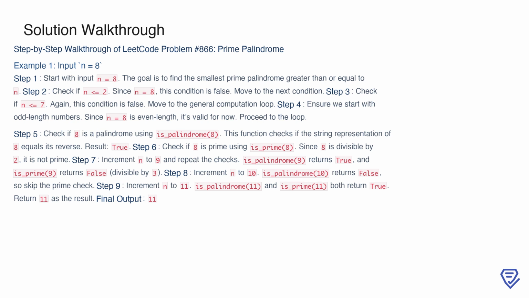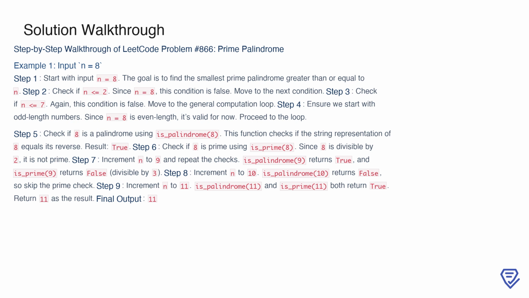Here, we ensure that we are working with odd-length numbers. For now, since n equals 8 is even length, it's valid to proceed. The first step in the loop is to check if 8 is a palindrome using the function is_palindrome. This function checks if the string representation of 8 is the same as its reverse, which it is, so the result is true. However, when we check if 8 is a prime number using the is_prime function, we find that it is divisible by 2, so it is not prime.